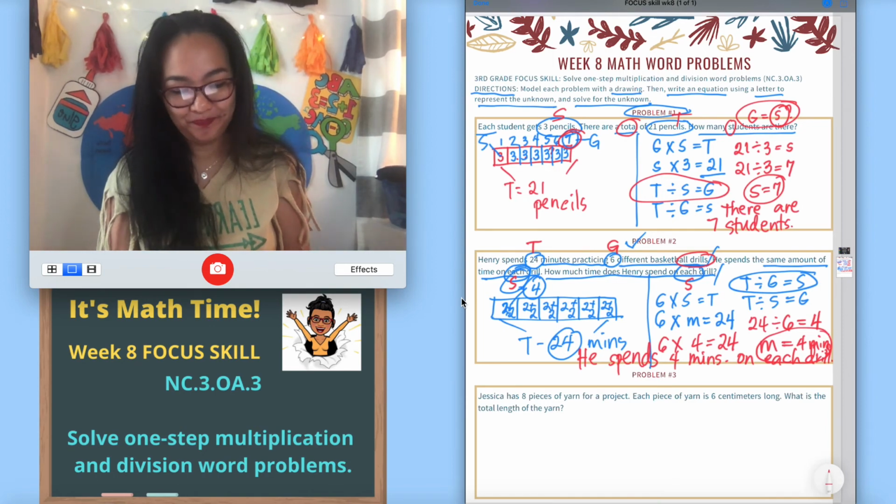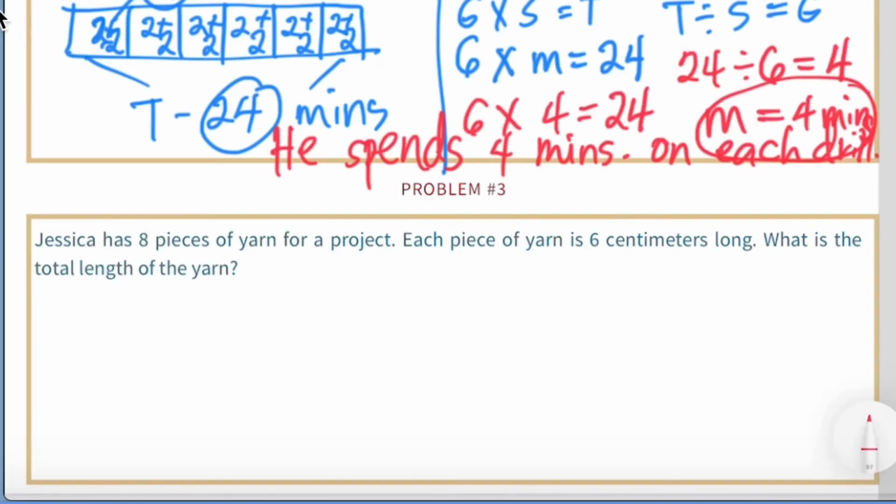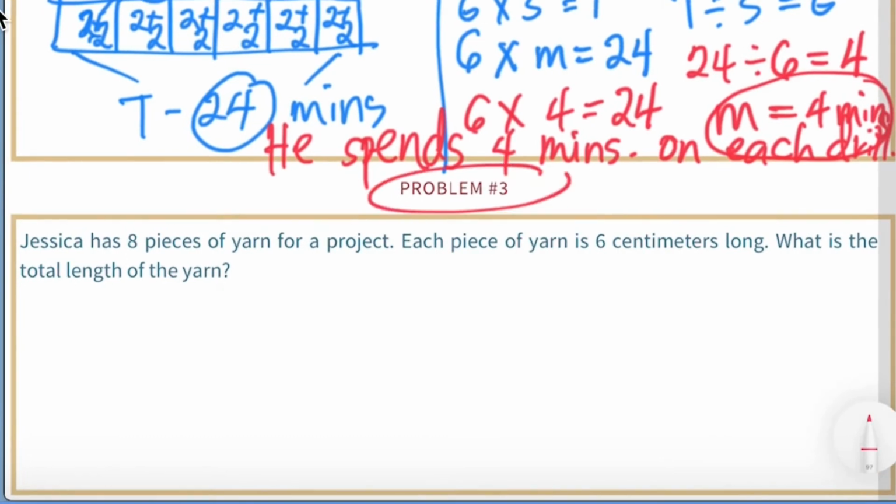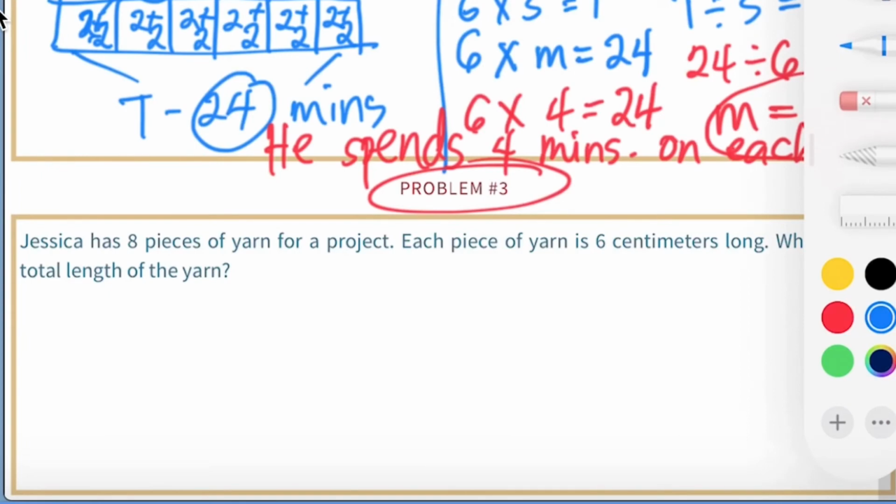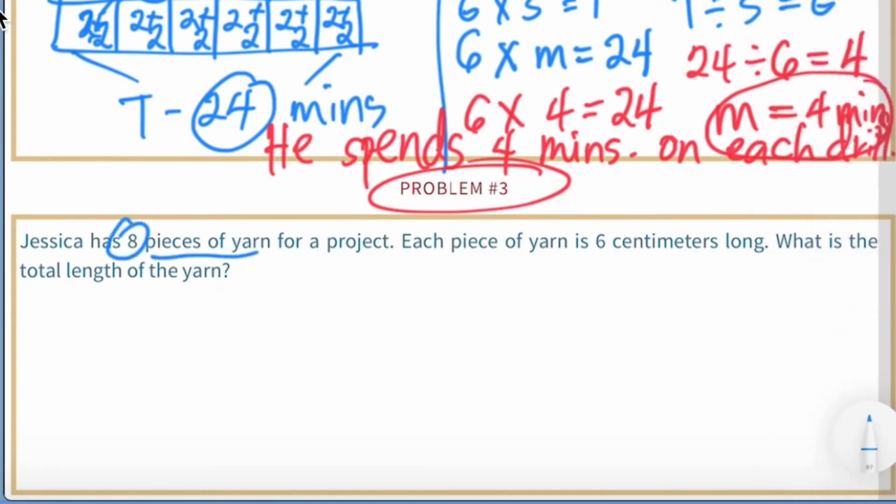Here we go. Problem number 3. It says, Jessica has 8 pieces of yarn. For a project, each piece of yarn is 6 centimeters long. What is the total length of the yarn? Let's label G, S, and T.